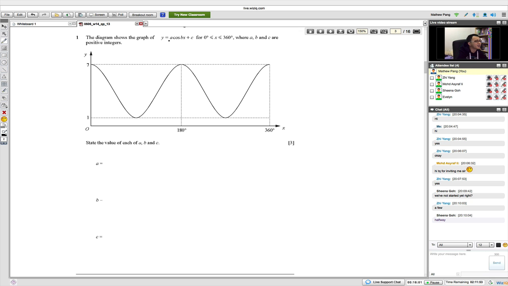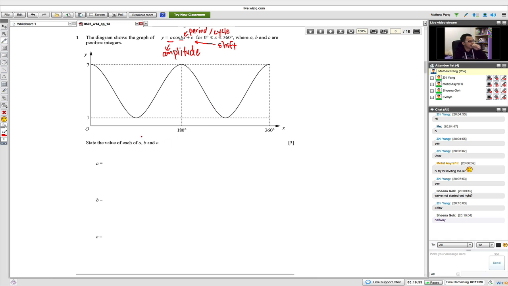So the first thing I see is that a will be the amplitude, and b will affect something we call the period, or sometimes we just want to know how many cycles the cosine graph will go. And c will mean how many units the graph will shift.